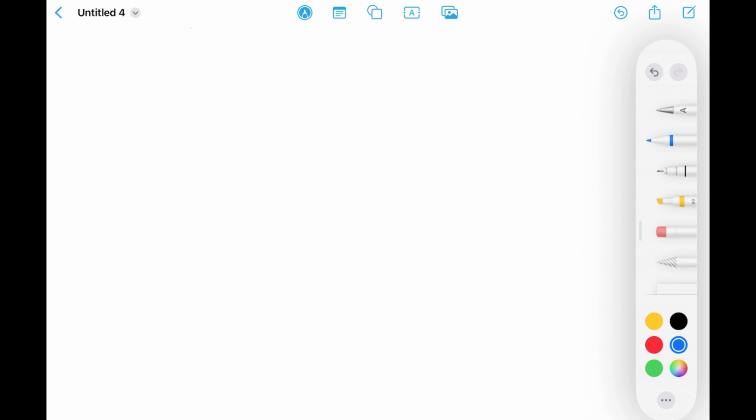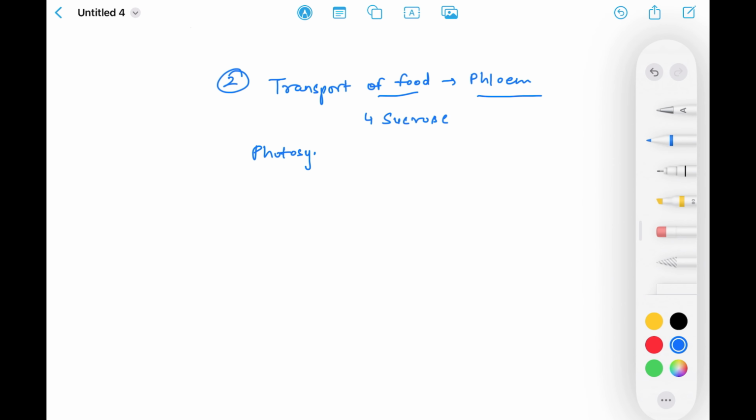Now we'll talk about transport of food, that is done by phloem. Phloem is a tissue responsible for carrying food, mainly in the form of sucrose, from the leaves where it is made during photosynthesis, through leaves to all parts of the plants like roots, stems, fruits, and growing buds.